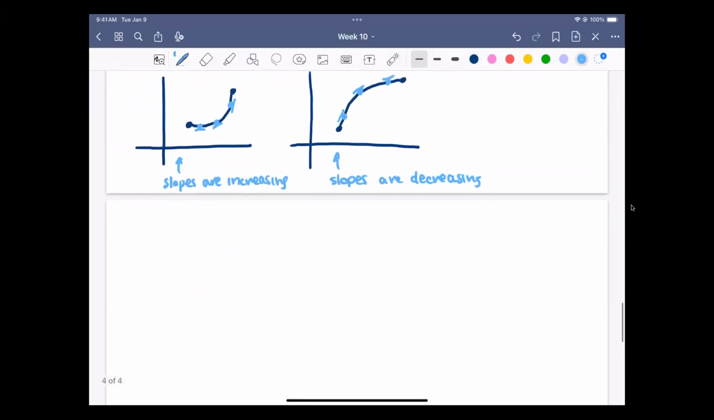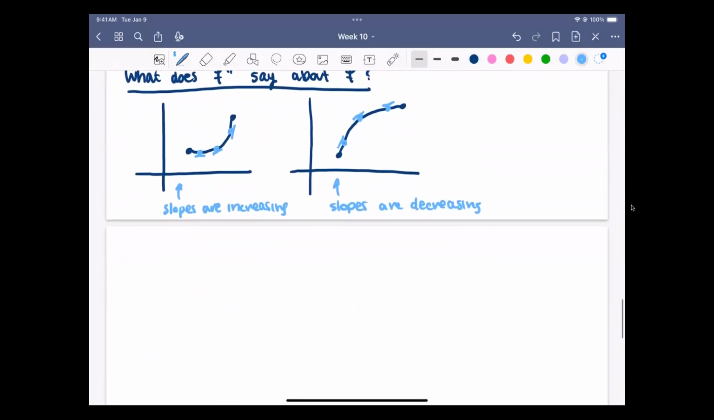So let's just translate that information. So if the slopes are increasing, that means that f prime is increasing, right? Because f prime is a function that tells me what the slope is at a point. So if the slopes are increasing, f prime is increasing. And same thing for the other picture. We have the slopes are decreasing, so that means that f prime is decreasing.